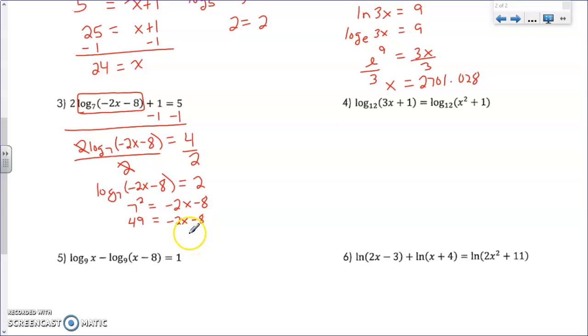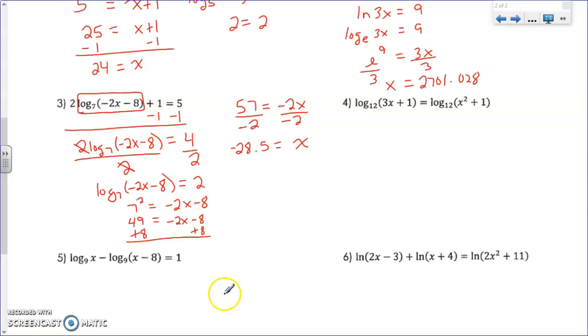I'm going to add 8. Ran out of room. So that's going to give me 57 equals negative 2x. Divide by negative 2, and negative 28.5 equals x. Again, I can plug this in, and I'm going to check that answer.